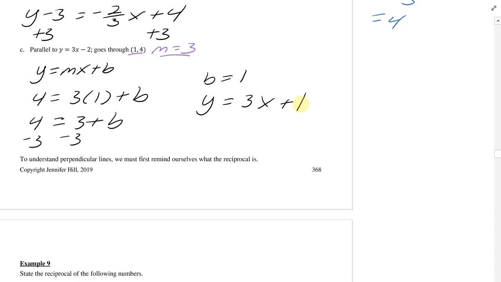Okay, that seems like a good place to pause because this video is going to get a little bit long. So in the next video, we'll talk about the next type of lines, working with perpendicular lines. So I'll see you then.